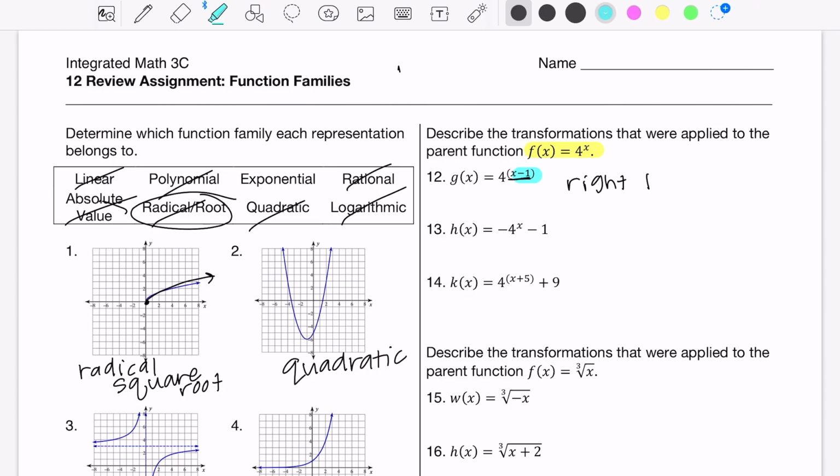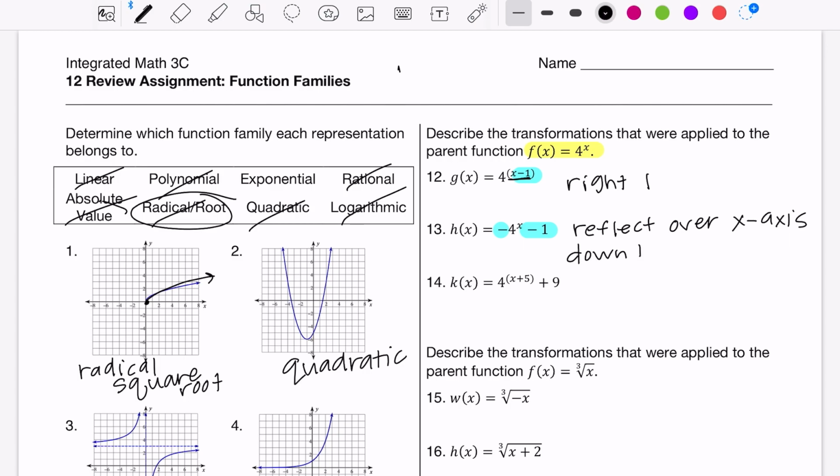Next little thing we have is we see the change here that we have a negative in front, and then we have a -1 that's not in with the x. So the negative out in front means we're going to reflect over the x-axis, and the one that's not grouped up with the x is just going to be down 1, because that makes sense that when you're with the y value, you go down 1.